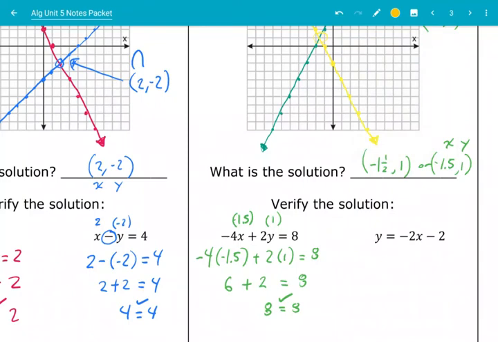All right, let's try this other one right here. So y is 1. x is minus 1.5. So 1 equals minus 2 times a minus 1.5 minus 2. A negative 2 times a negative 1.5, that is a positive 3. Minus 2. 1 equals 1. There we go. All right. Not so bad.